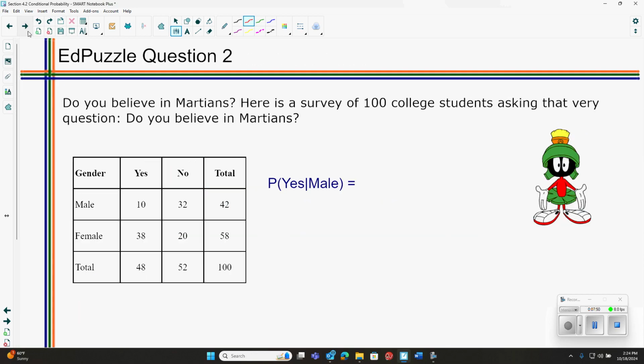So you're going to practice that. Puzzle question number 2. Given the same question, what is the probability that they say yes, given that they are a male? All right, my male column is 42, and that's going to be 10 males out of 42 who said yes.